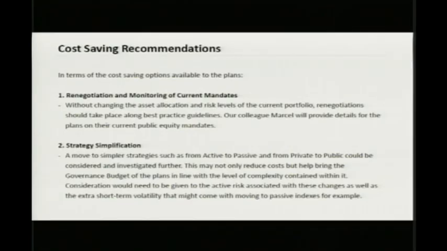Recommendation number 1 is renegotiating and monitoring of current mandates. Good news is it sounds like the funds are already taking this seriously and moving in a strong direction. Without changing the asset allocation and risk levels of the current portfolio, renegotiations should take place along best practice guidelines. I'm not going to steal Marcel's thunder on this. He will help understand how you can get there and even get beyond the $1.5 billion in savings per fund. To me, that may be the most palatable pathway to achieve the objectives of the Commission. I am not a politician, and so I don't understand the politics, but that is something that I think everybody could probably get behind.